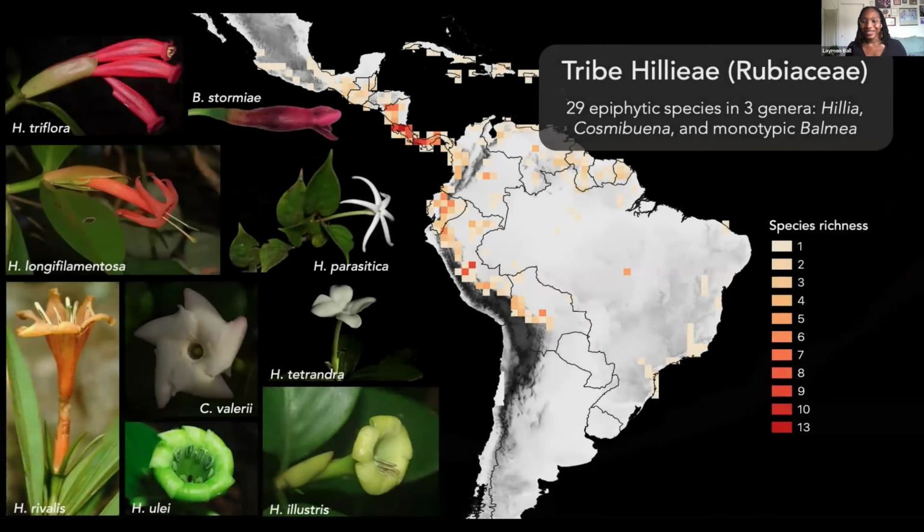So I study this really diverse tribe of plants in the coffee family called Hillieae. It includes 29 epiphytic species that are spread across 3 genera called Hillia, Cosmibuena, and Balmea. So epiphyte means that these are plants that grow on top of other plants, and that's usually large trees. The tribe is distributed throughout Central and South America, but species richness really peaks in Southern Central America.